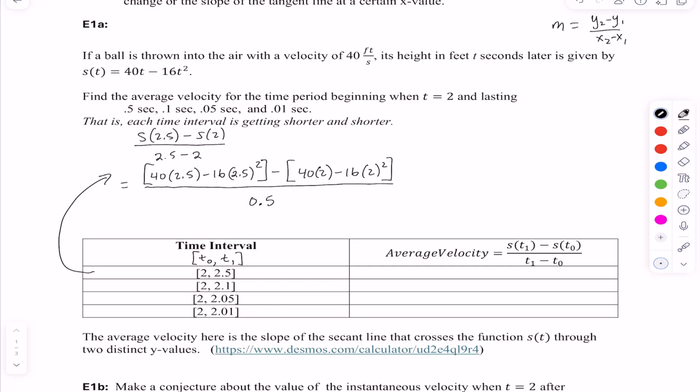Notice the time interval here is only half a second. And if you evaluate this using a calculator, you'll eventually get exactly negative 32 feet per second. Now, I'm not going to bore you with a whole bunch of computations regarding slope. But what you want to pay attention to is the numbers in the column of the table. So repeating this process with different time intervals, the time interval is getting shorter and shorter. That means the t values are approaching t equals 2 from the right-hand side.